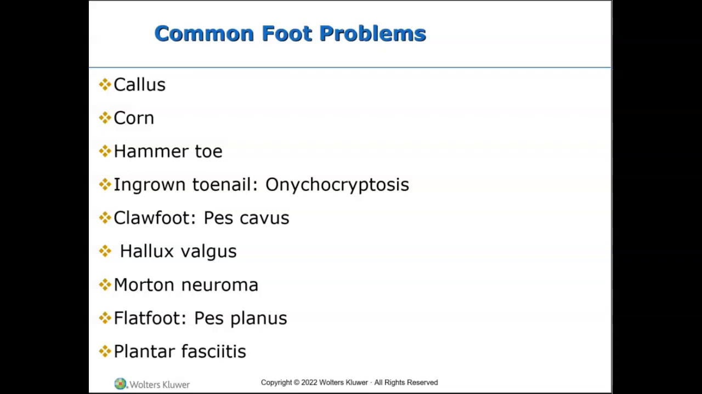Ingrown toenail, or onychocryptosis, is a condition in which the corner or side of the toenail grows into the flesh. Again, it usually affects the big toe. People who have chronic comorbidities like diabetes mellitus are at greater risk of complications from ingrown toenails. That's why we're always looking at diabetics' toes to make sure that they're having healthy feet, right?